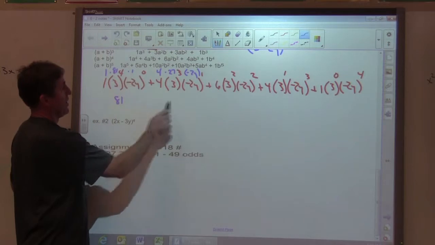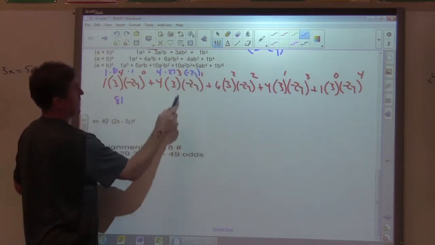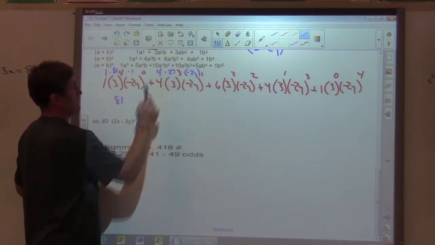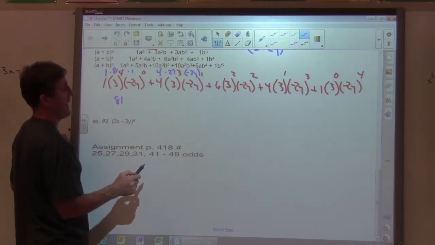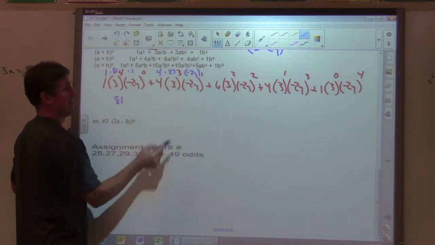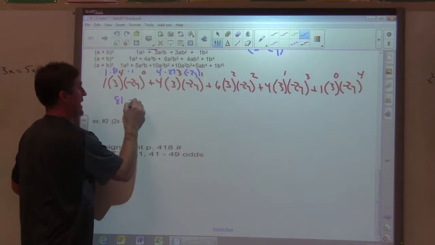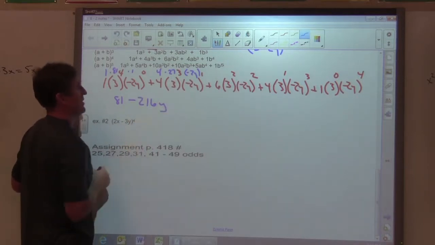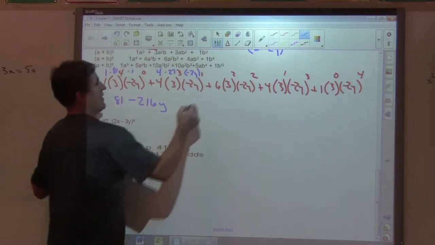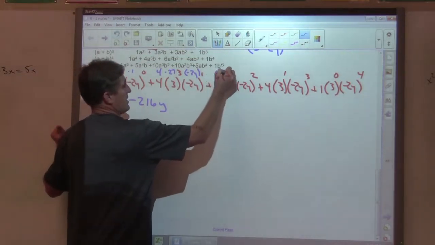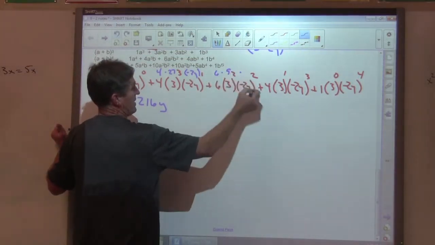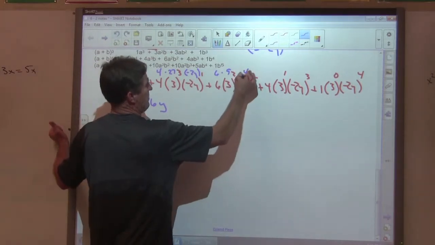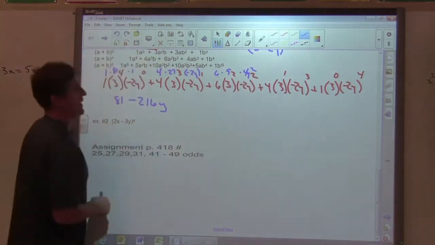Anything to the 0 is 1. Here, though, we have a negative 2y. So we have 4 times 27, which is 108, times 2 is 216, but we have one negative. So we have negative 216y to the first. Then we have 6 times 9 times, this would be positive 4y squared because we have a negative 2 squared.